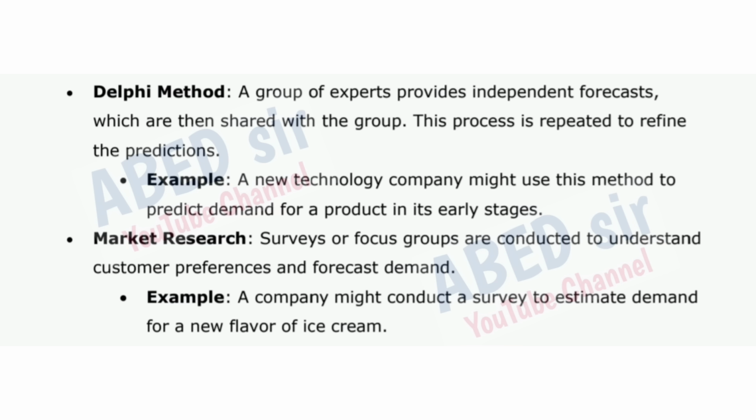Delphi method. A group of experts provides independent forecasts, which are then shared with the group. This process is repeated to refine the predictions. Example, a new technology company might use this method to predict demand for a product in its early stages. Market research. Surveys or focus groups are conducted to understand customer preferences and forecast demand. Example, a company might conduct a survey to estimate demand for a new flavor of ice cream.